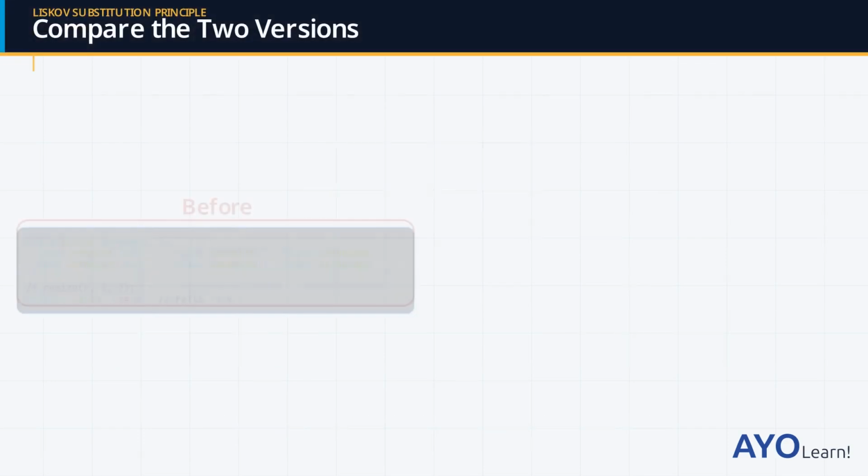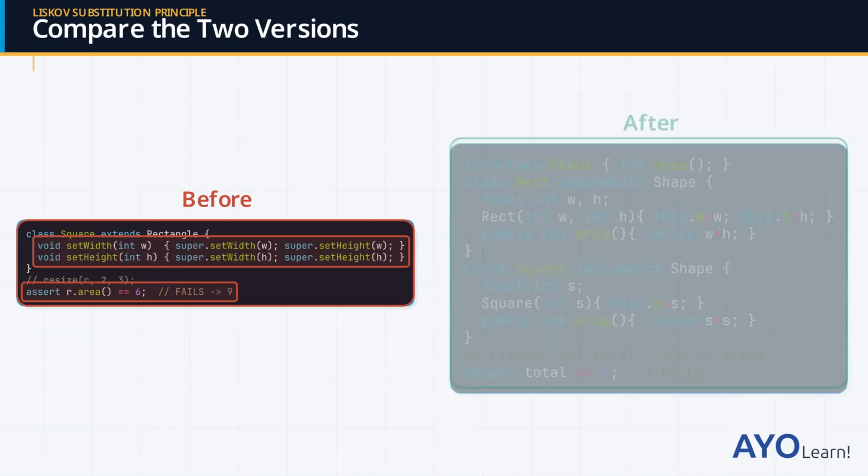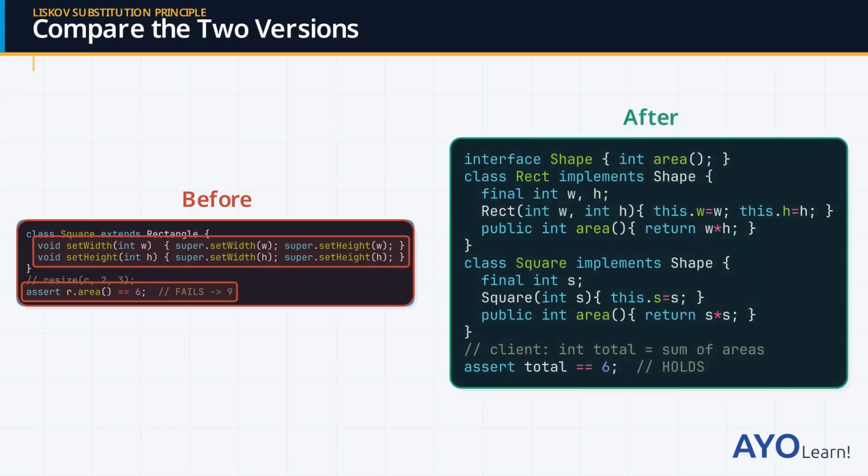Compare the two versions. Before, square extends rectangle. The setters are coupled and the resize assertion fails. After, rectangle and square are immutable and implement shape with area, and the client just sums the areas. Watch. The assertion that once failed now finally holds.